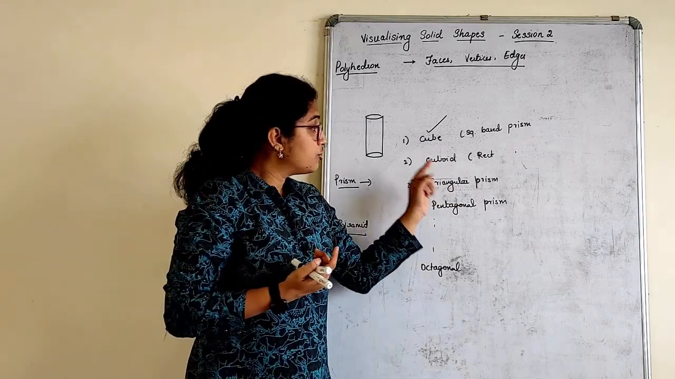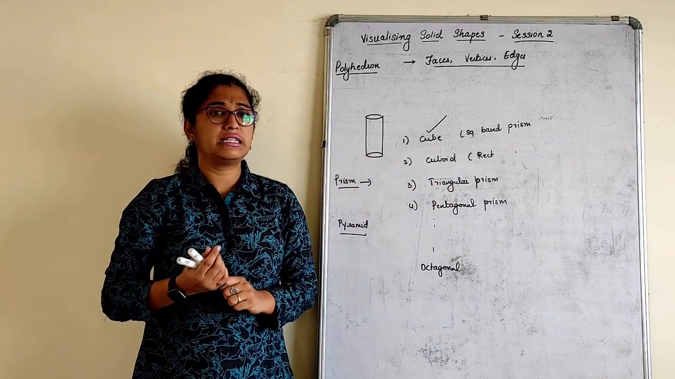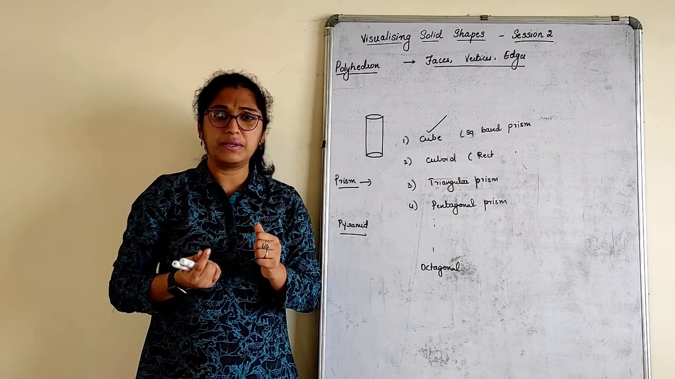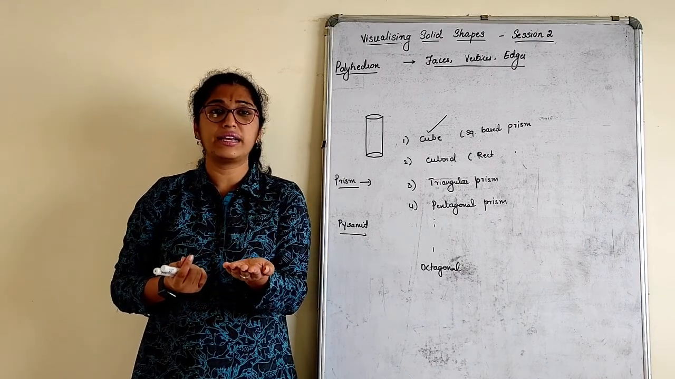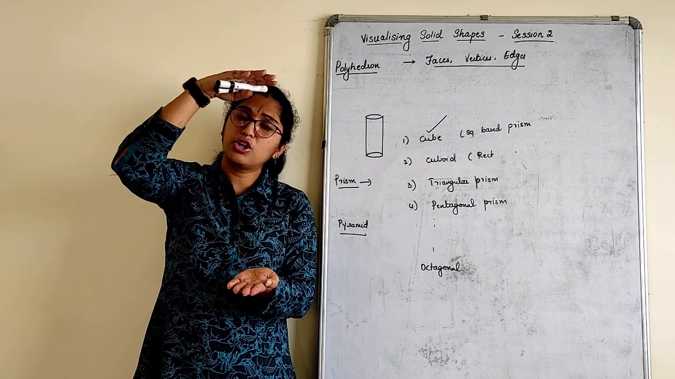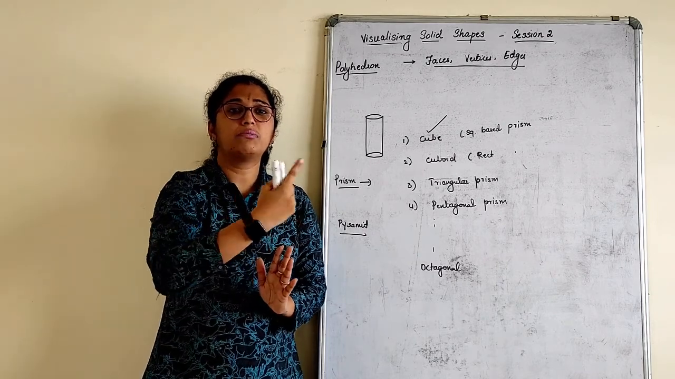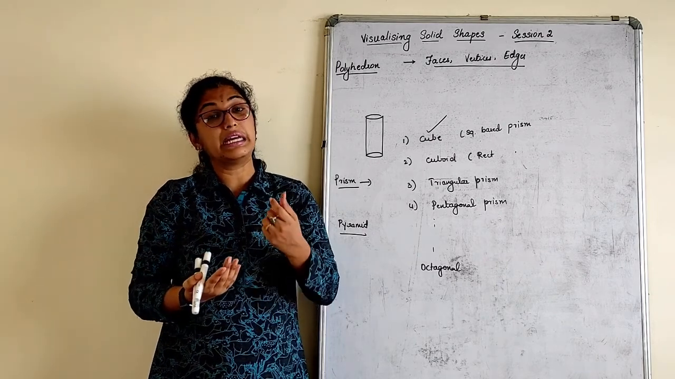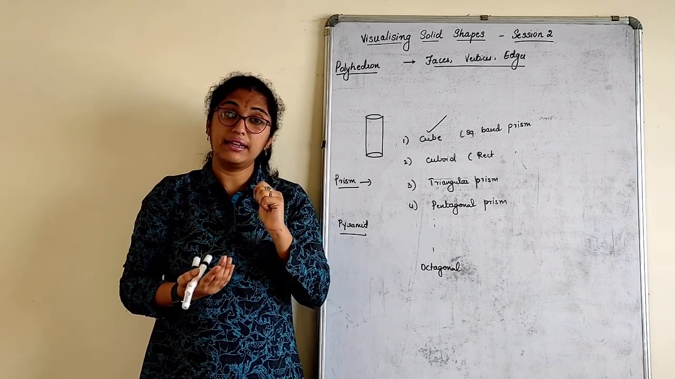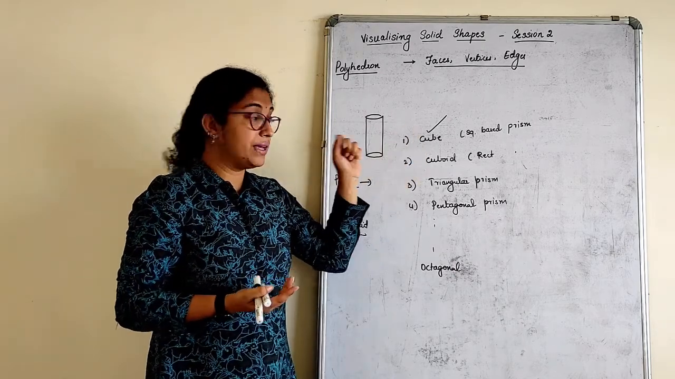Okay? Triangular prism. Why do I call this a triangular prism? Because the base is a triangle. What about the top? The top is also a triangle. Then what about the faces? Faces will be rectangles. How many rectangles? Let us again count from the beginning.